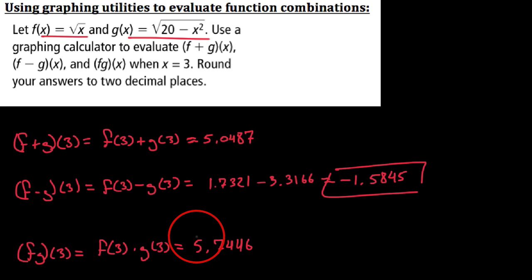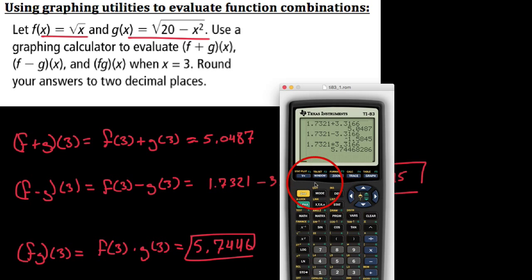But in other words, we just evaluated one piece at a time. So make sure you use that table function by first putting both of your functions into your y equals, and then heading over to the table to see what the y values are at each individual x value and what their sums, differences, or products are.